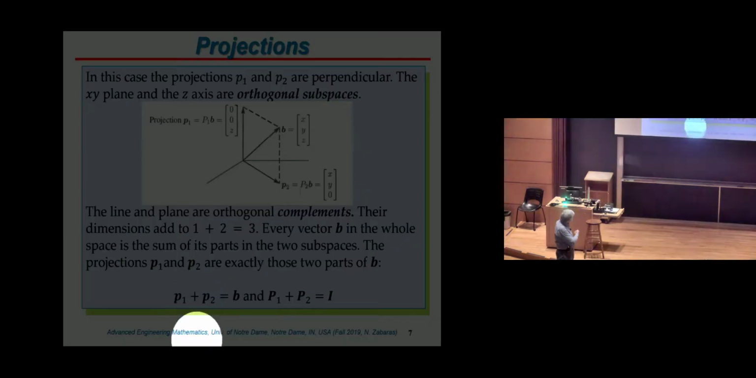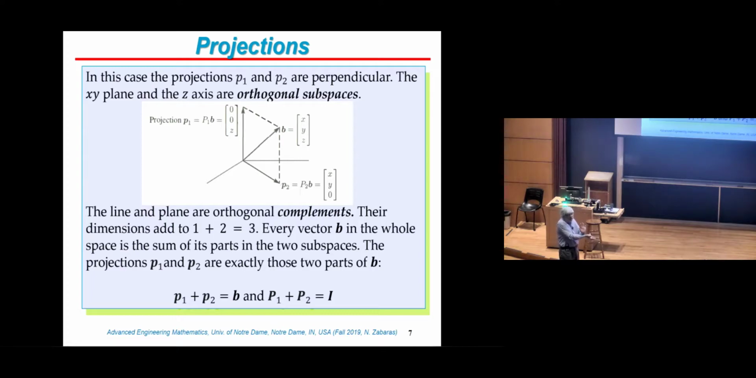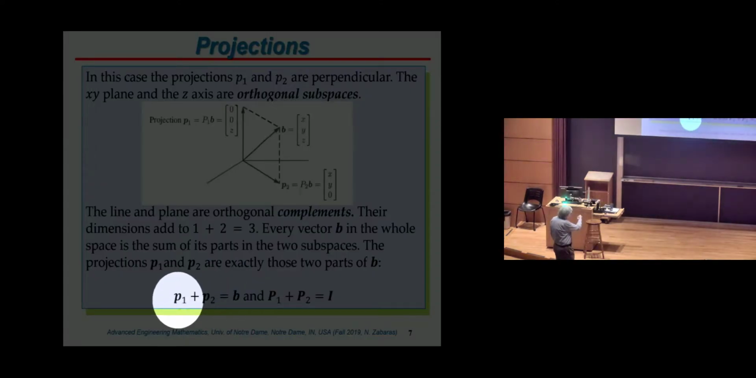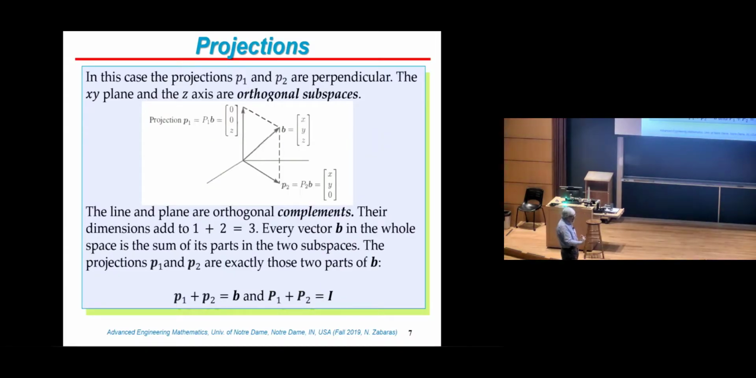So basically we write B as P1 plus P2, and P1 and P2 are the projections in two orthogonal complements of R cubed. And obviously, if you substitute that P1 is equal to the projection matrix P1 times B, and this is the projection P2 times B, equal to B, you can see that if you take the sum of the projections in orthogonal complementary subspaces, you get the identity matrix.